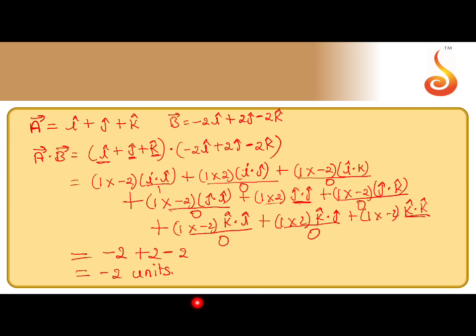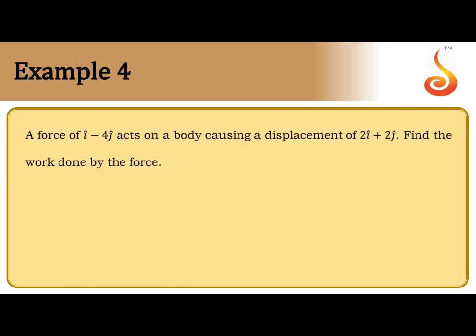Now let's move on to the next problem. A force of i minus 4j acts on a body causing a displacement of 2i plus 2j. Find the work done by the force. Here, this is the F vector and this is the S vector. F vector is equal to i minus 4j, and S vector is equal to 2i plus 2j.